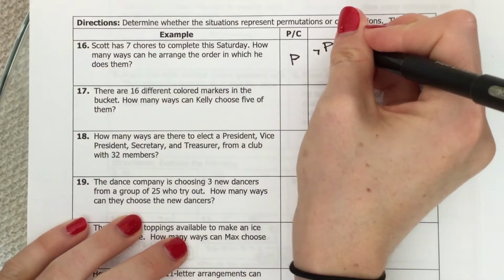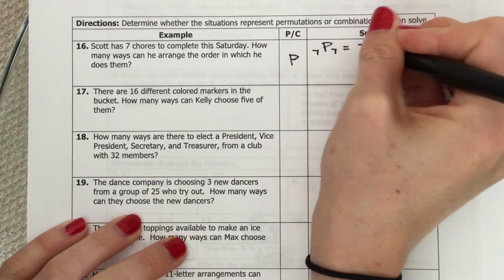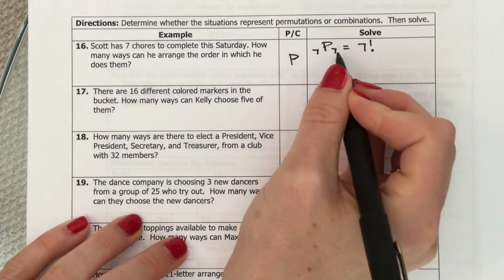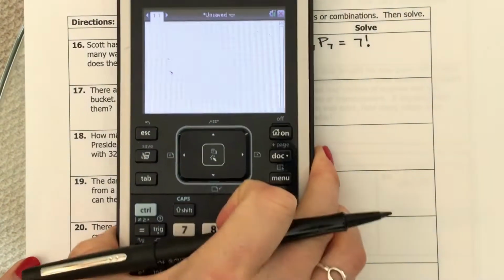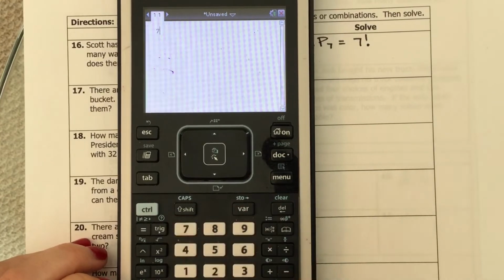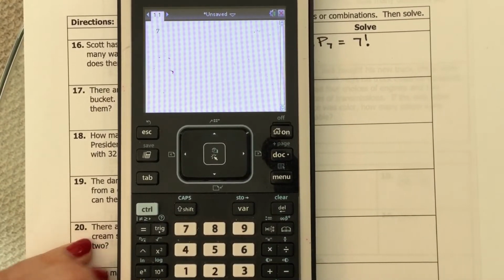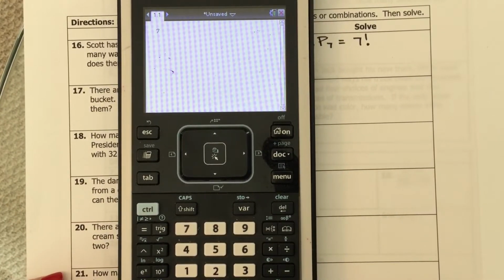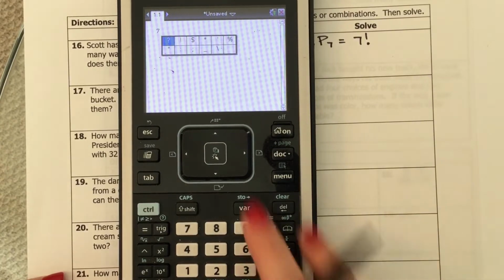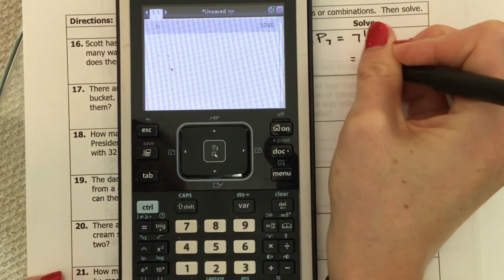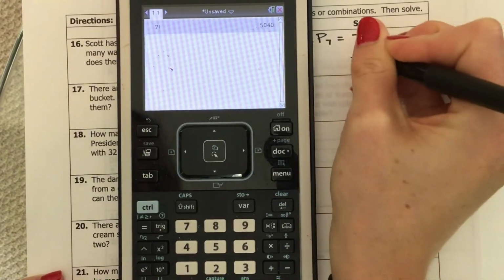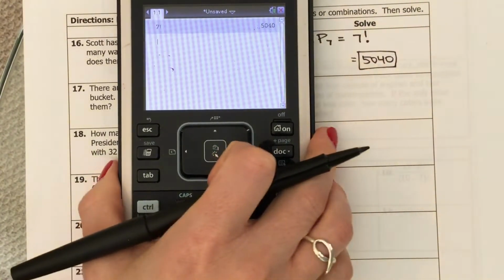So remember our little sneak formula here. This is actually just 7 factorial if these values match. And you do have a button for the factorial on your calculator. I don't know if you have it on just a regular phone. Okay, so this is 5,040. So lots of different ways he could choose to do his chores.